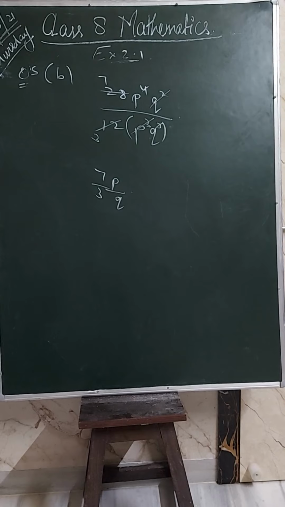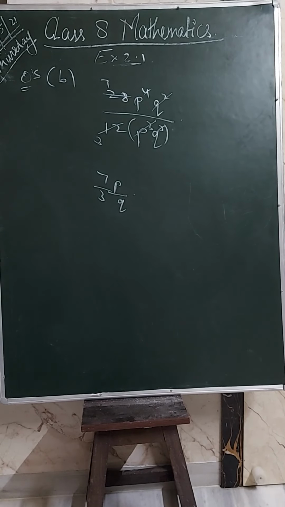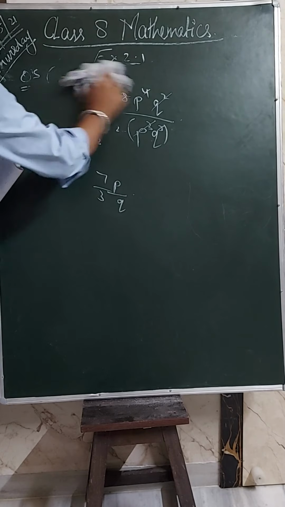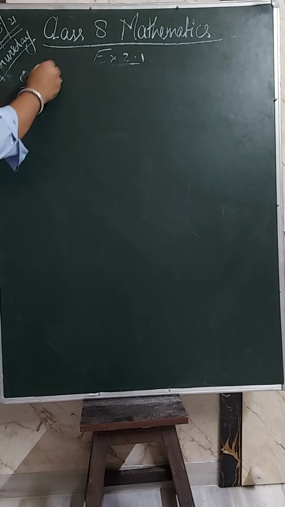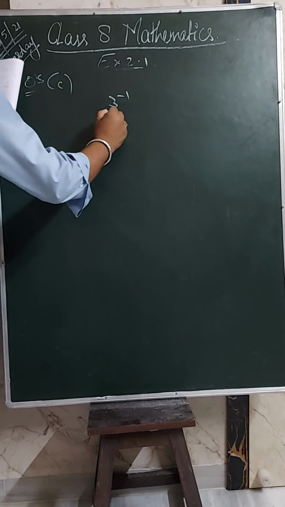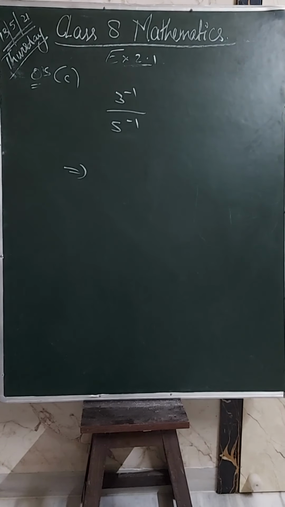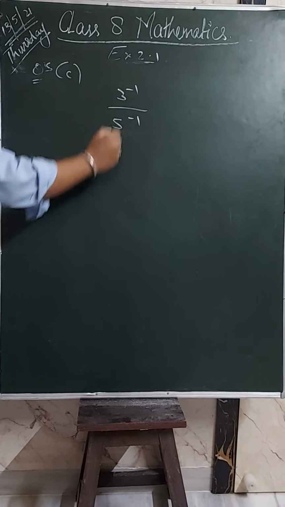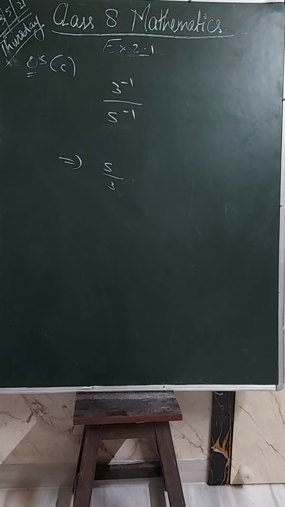Now C part, is 3^-1 divided by 5^-1. We want answer in the positive. So 3 will come down, 5 will go up. So answer is what? 5 upon 3. A very easy question is there.